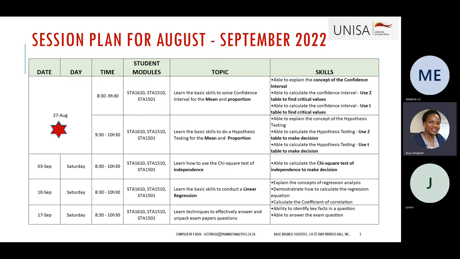Those who are doing 1501, I don't think you do chi-square test. But if you do, then you will. We do have a session next week, Saturday. Otherwise, if you do not do chi-square test, then I will see you when we do regression line, which will be on the 10th of September. And then after that, then we can start doing exam preparations after those two sessions.